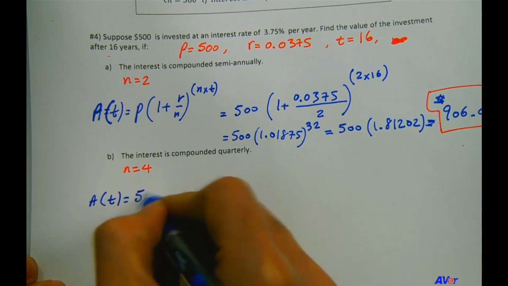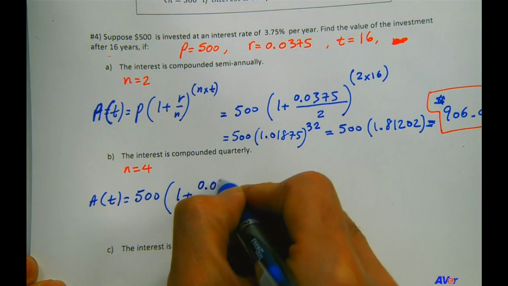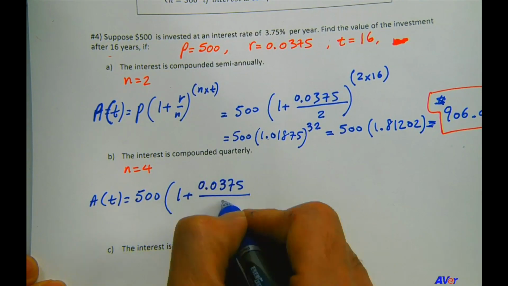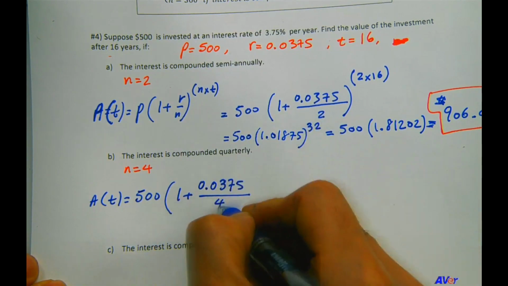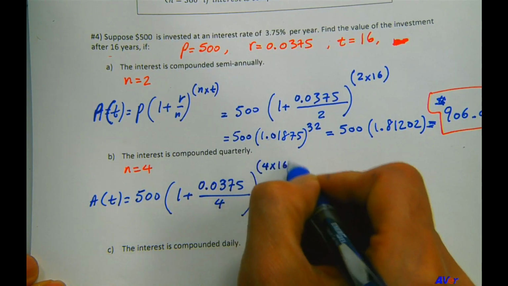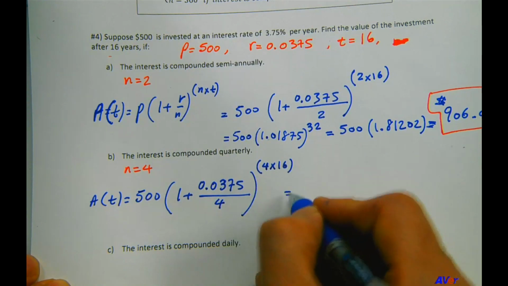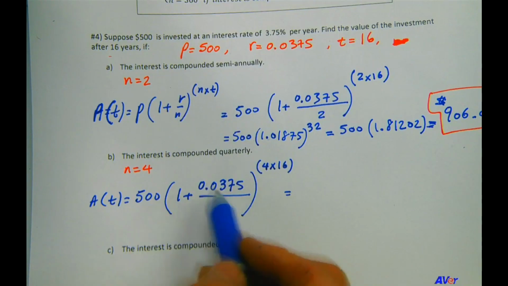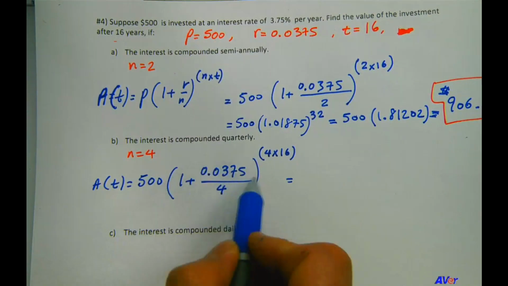So we still start with the 500. 1 plus, the interest rate didn't change. It's still 3.75%, but now we don't divide by 2, we divide by 4, right? That's n. Raised to 4 times 16, so that'll be 64, right? So again, just like before, don't start with 500. Observe the order of operations and start with inside the parentheses.